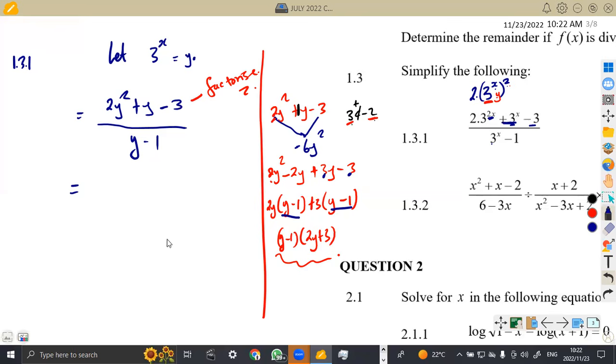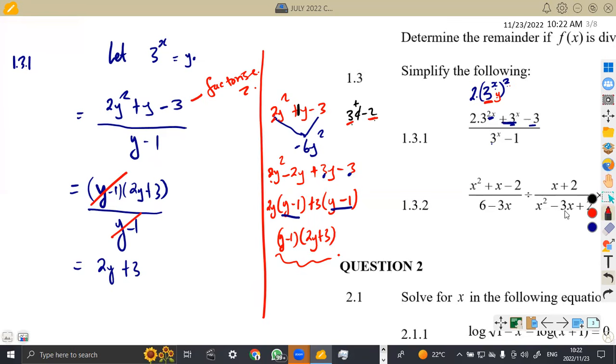So we're going to write the two brackets that we have obtained. That is y minus 1 into 2y plus 3. So from this part, we can actually divide by y minus 1, which is in the denominator here. So by this, we can cancel, y minus 1 and y minus 1 are common. So we can cancel them. So we are going to have our answer as 2y plus 3.